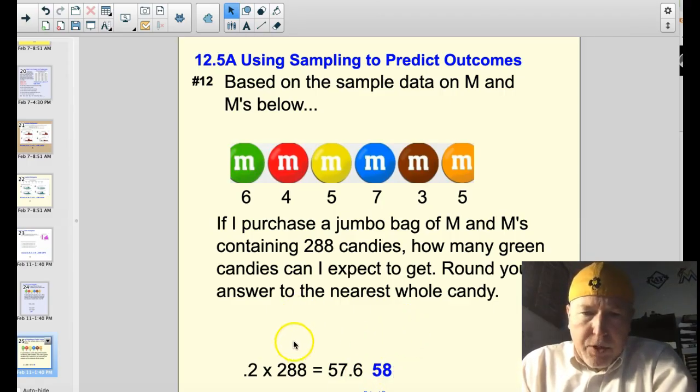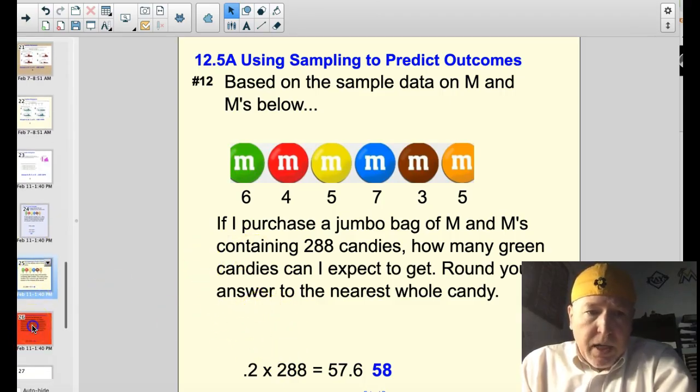You could box this up too. You can do this as 6 out of 30 is equal to how many out of 288. I just flipped it to a decimal. It was really easy. Here we go again.